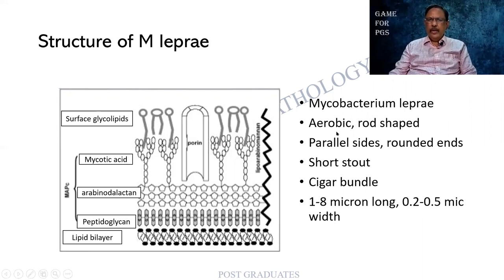It is aerobic, rod-shaped. It has parallel sides, and the ends of the bacterium are rounded, short and stout, unlike the tubercle bacilli, which are long and slender. It can develop a cigar bundle-like appearance or a fish in a stream appearance when the bacilli are adherent together. 1 to 8 microns long, 0.2 to 0.5 microns in width. So this is a structure that we shall be remembering.